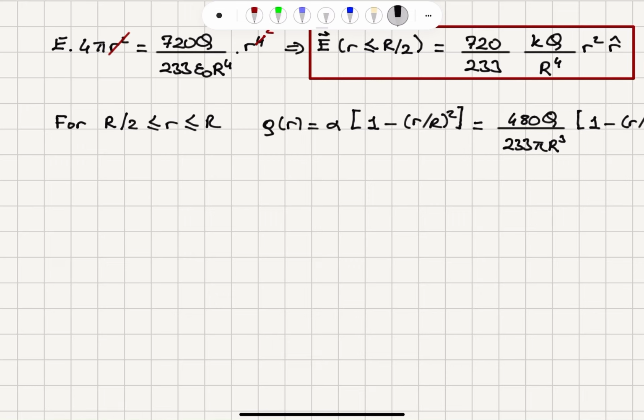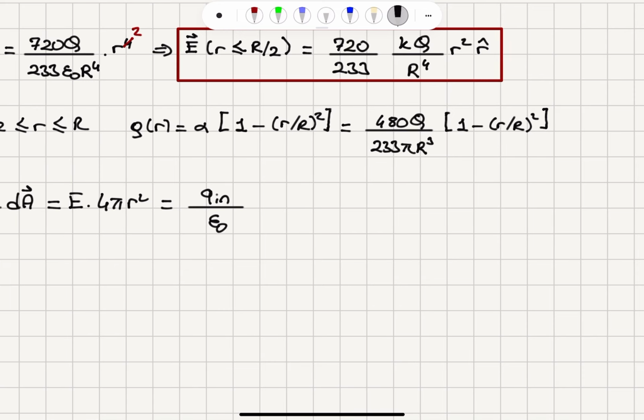The closed surface integral E dot dA for r greater than or equal to capital R over 2 is once again E times 4 pi r squared. Why? Because the electric field is in the r hat direction. It's only a function of r and it's going to be parallel to the area vector, which has magnitude 4 pi r squared. And this is equal to the charge enclosed, Q in, divided by epsilon 0.